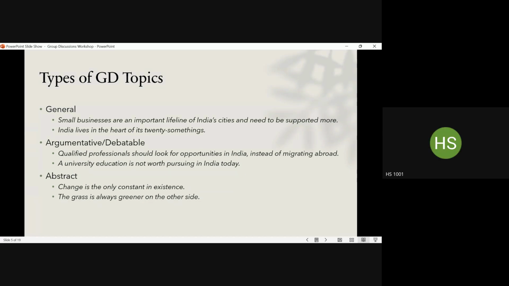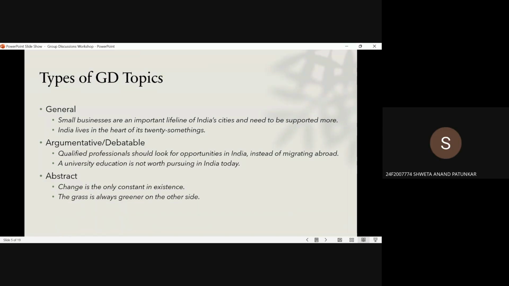So I think you get the general idea, okay? But the difference here is actually that in general, even if the topic is a general topic, nothing is left as ideas. Small businesses, that's not an idea. That's an actual thing. There are actual small businesses in India, right? India's cities, not an idea. We have cities. How to support a business, that's not an idea. It's an actual action plan. What can we do? Clear?